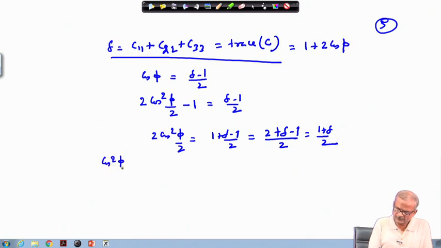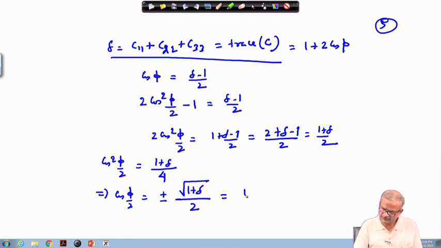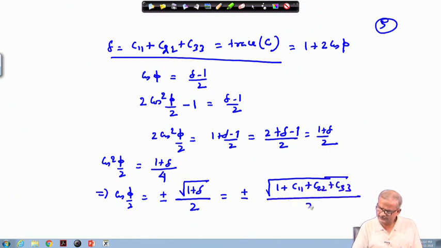So, cos square phi by 2 equals 1 plus delta divided by 4, and this implies cos phi by 2 equals plus minus square root of 1 plus delta divided by 2, meaning plus minus square root of 1 plus C 1 1 plus C 2 2 plus C 3 3, divided by 2.